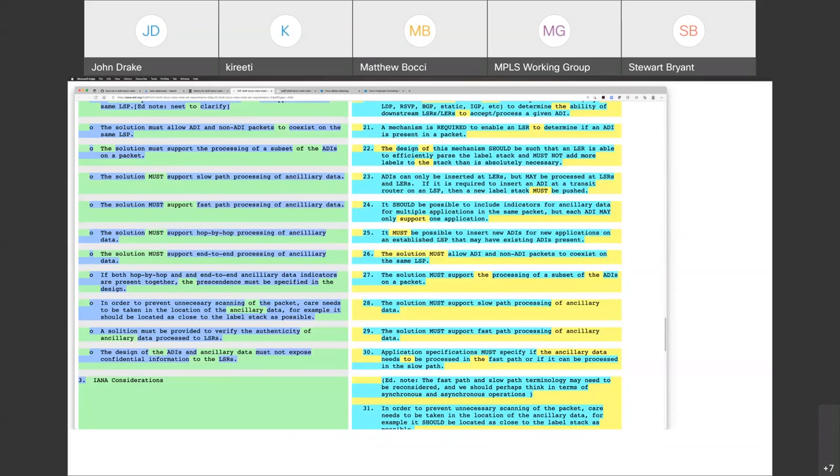So I think the one thing to add is that it must be possible to insert new ADIs for new applications on an established LSP with no impact on existing applications. Right.